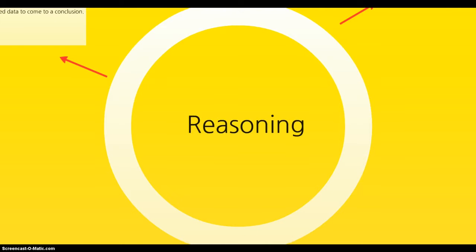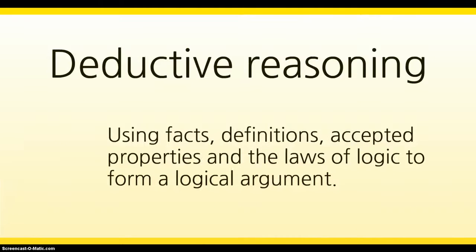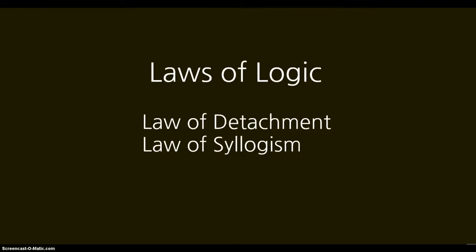Next, we are going to go over reasoning. There are two types of reasoning. The first type of reasoning is deductive reasoning. Deductive reasoning is using facts, definitions, accepted properties, and the laws of logic to form a logical argument. There are two laws of logic. First is the law of detachment, and the second is the law of syllogism.